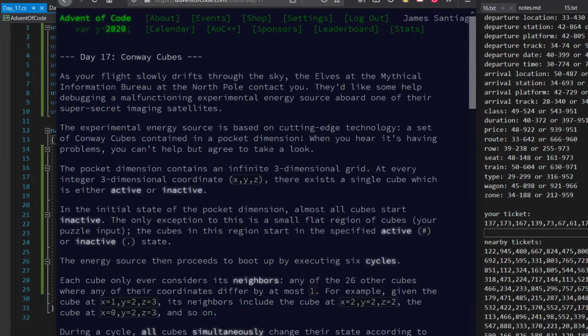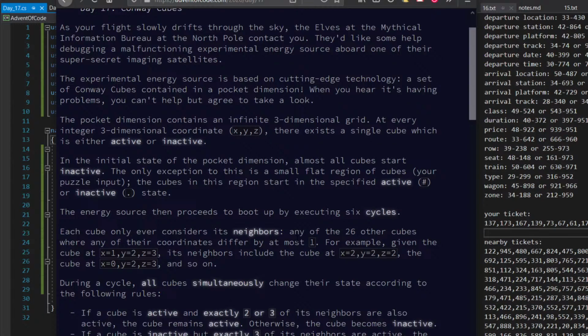All right, day 17. Your flight slowly drifts through the sky. Let's see. Super secret imaging satellite. They want some help debugging it. It's based on a set of Conway cubes contained in a pocket dimension. When you hear it's having problems, you can't help but agree to take a look. The pocket dimension contains an infinite 3-dimensional grid. At every integer 3-dimensional coordinate x, y, z, there exists a single cube which is either active or inactive.